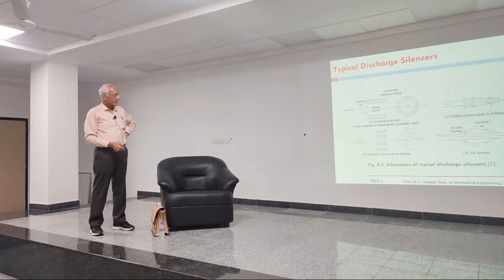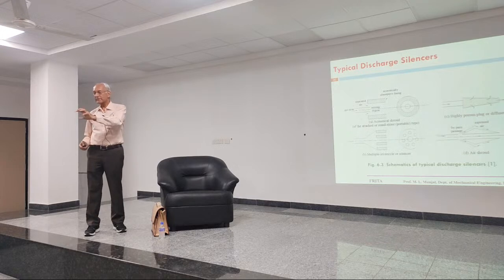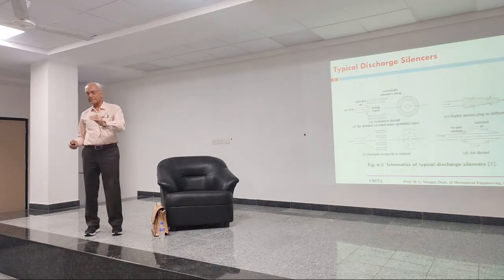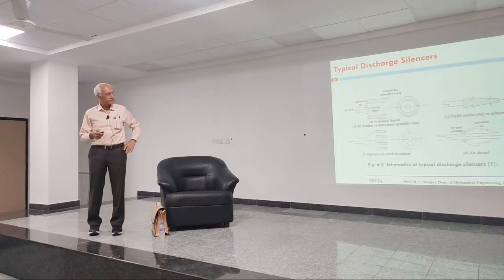See the second one: multiple jet nozzle or silencer. Instead of the jet coming straight out, you let it go through this multiple jet nozzle. Because a number of jets are now coming out, they interact with each other in the shear layer, and the net result is that the total noise produced is much less than it would have been from a single jet.